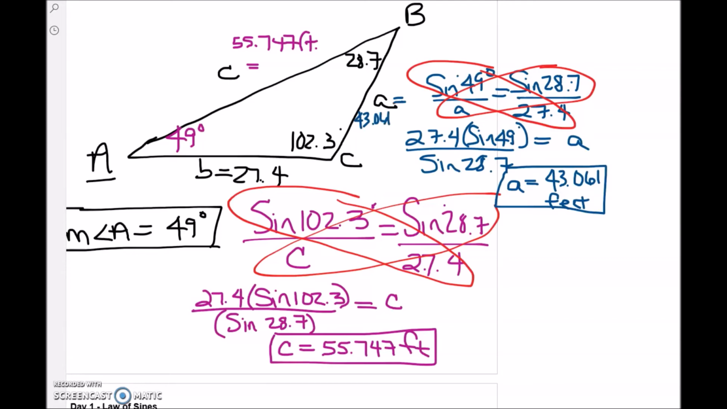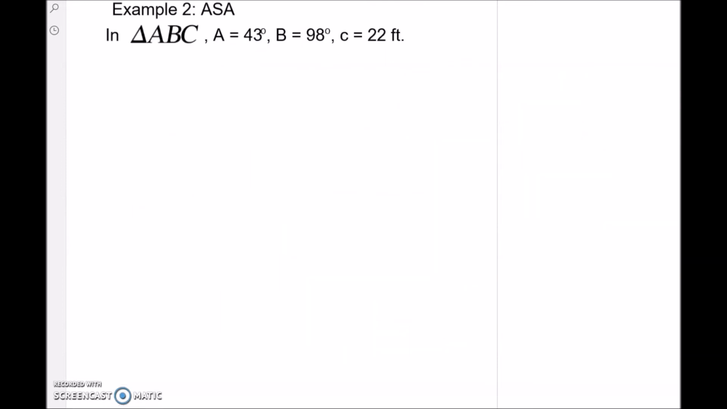Okay, so if I go back and I draw a box around my answer, now I've found the missing angle that I needed, angle A, and I have side A over here, and I have side C. So I'm all set. So I've solved my triangle. Just make sure you put a box around your answer, and again, just remember to round to 3 decimal places. Okay, so let's do another example.